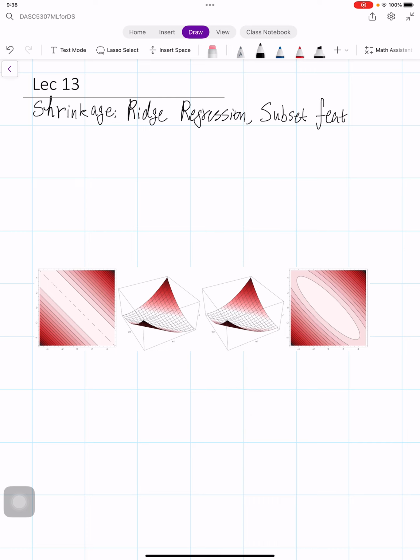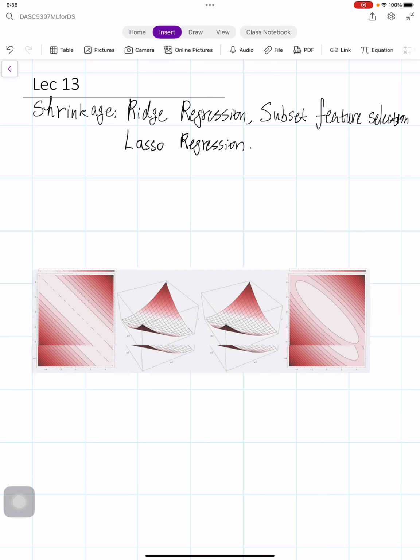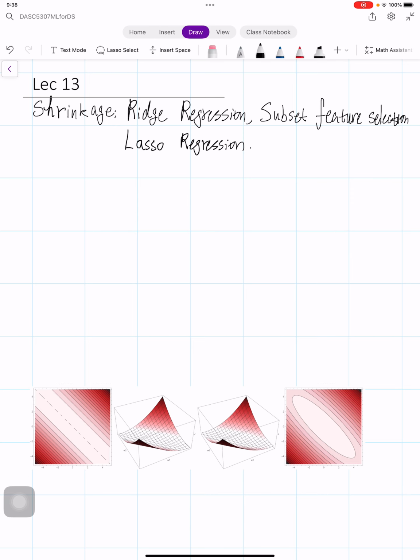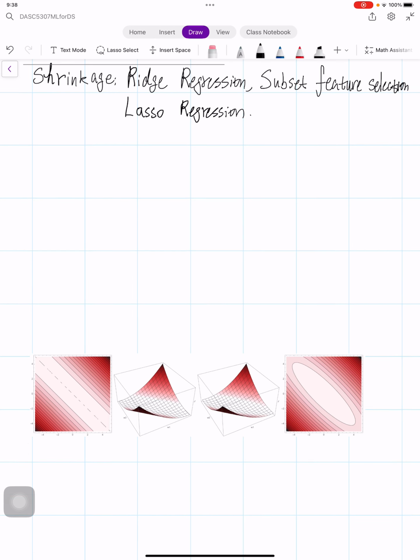Feature selection. And also another one is called lasso regression. Okay, so first let's talk about ridge regression. It's relatively close, just one extension of the linear regression.